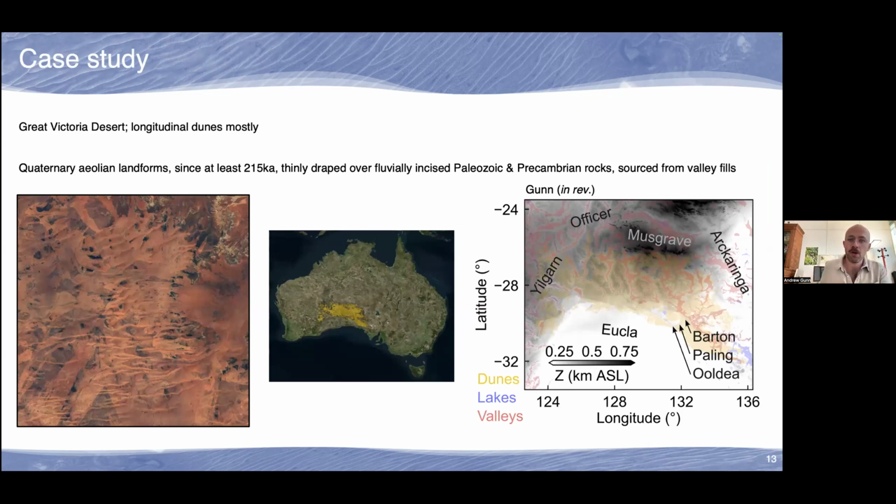So I'm going to focus on a smaller region for a second, which is still massive, bigger than most countries, and this is the dune field which in the colonial speak is called the Great Victoria Desert, named after the Queen. And it's a big dune field that covers lots of Aboriginal country, so it has a lot of different names. But it's a thin drape of sediments produced in the Quaternary, sourced from paleo valley fills from the Cenozoic.